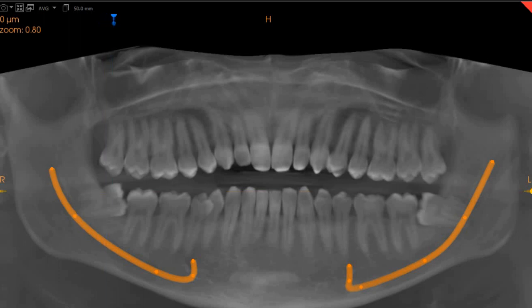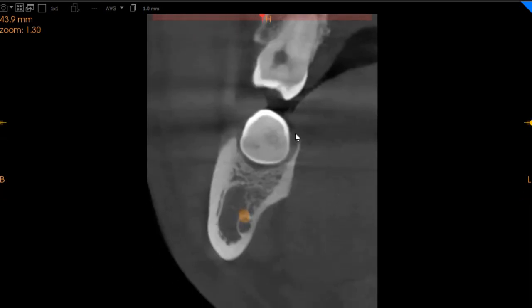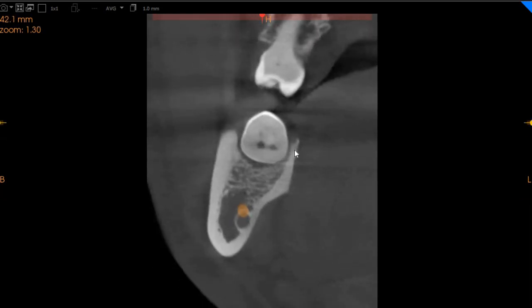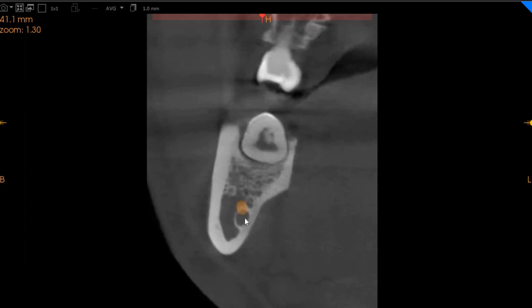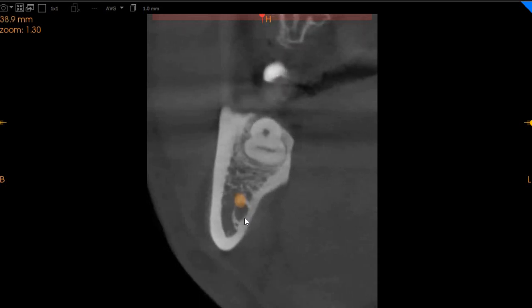On the transaxial view, which is basically the proximal view, you can see that this is the lower right 8. We're going to zoom in for our doctor. The lower right 8, as you can see, is horizontally impacted. This is the crown portion. The highlighted portion here shows us the location of the inferior alveolar nerve.